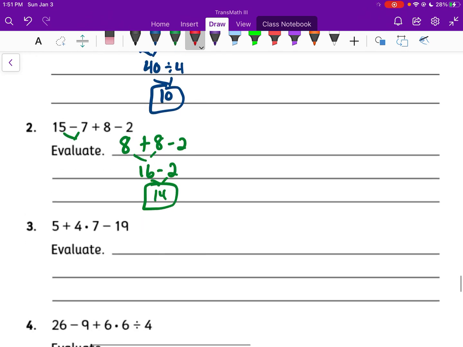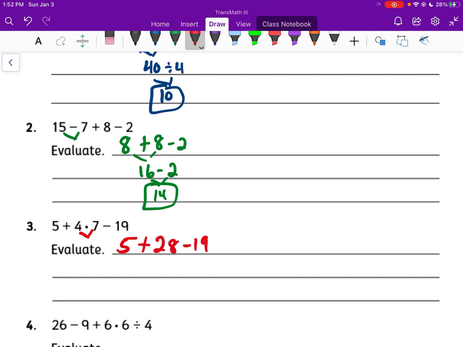All right, number 3 then. Okay, adding, multiplying, subtracting. Again, our first level of thinking for PEMDAS is multiplication and division. So we need to do the 4 times 7 first. So the 5 plus those next values does not change. 7 times 4, we get 28.